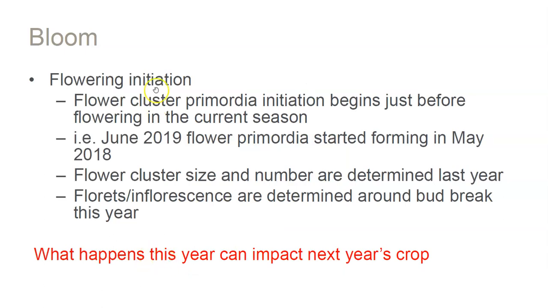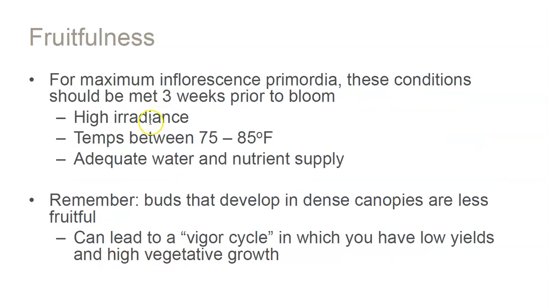Okay. I already went over flower initiation, so we talked about that, how it begins in the season before. So for maximum inflorescence primordia, so maximum clusters per shoot in the next season, really right before bloom, you want higher radiance, temperatures, and waters to be within those optimums, right?